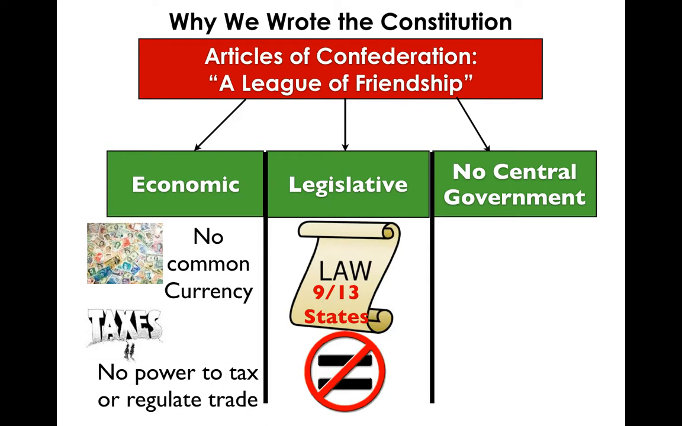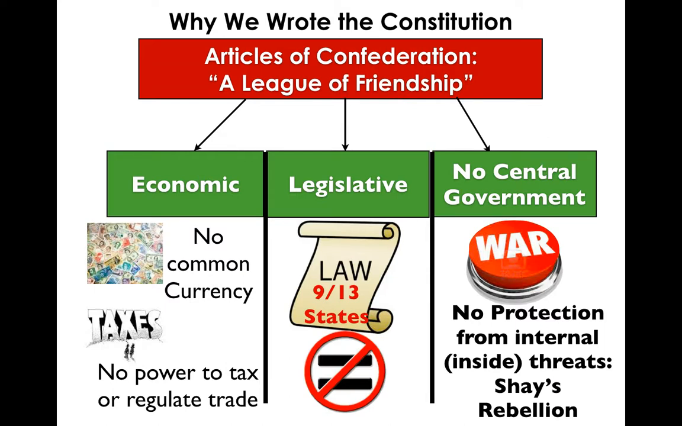And there's no central government that really had any power. There's no central army to help protect us against wars from other nations, or protection from internal threats of our own. And that is when Shays' Rebellion really comes up.